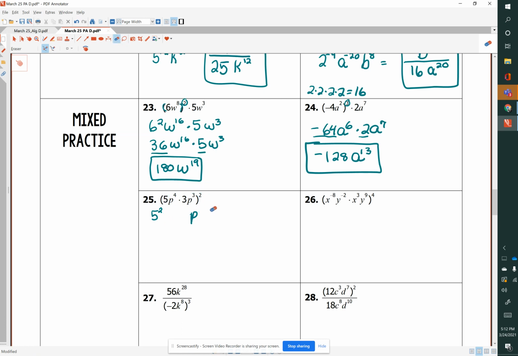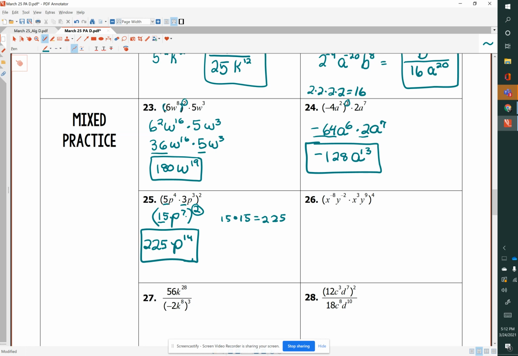I'm going to start this over. Let's just do the inside first. 5 times 3, 15. P, 4 plus 3 is 7. Then we'll raise the whole thing to the second power. Now we have 15 raised to the second power. That's 15 times 15, which equals 225. So we have 225 on the p squared, and then p, 7 times 2 is 14. And that's the final answer. That's how to do that problem.